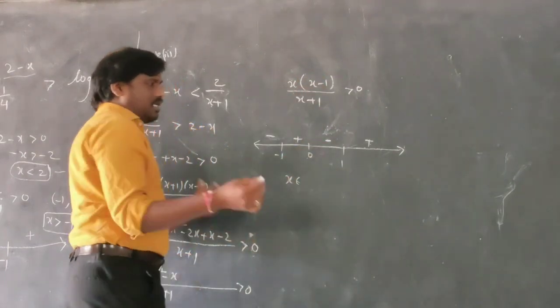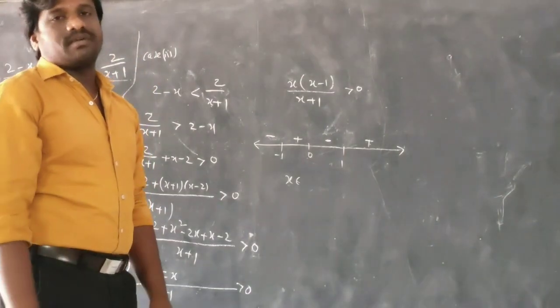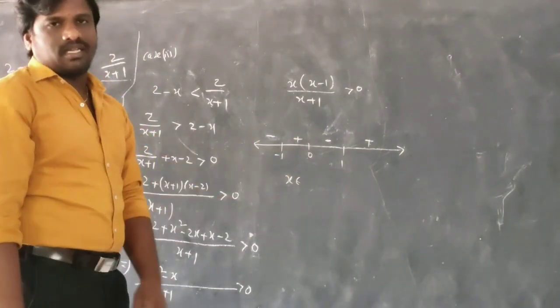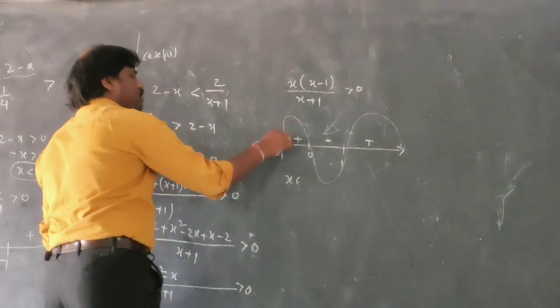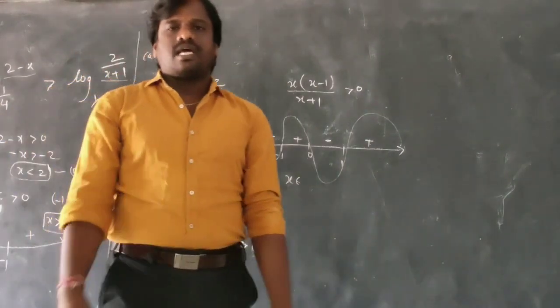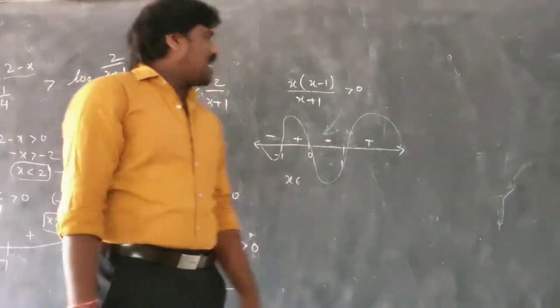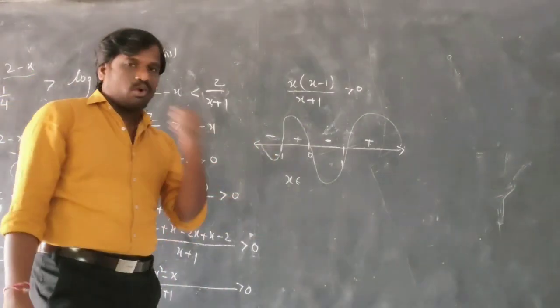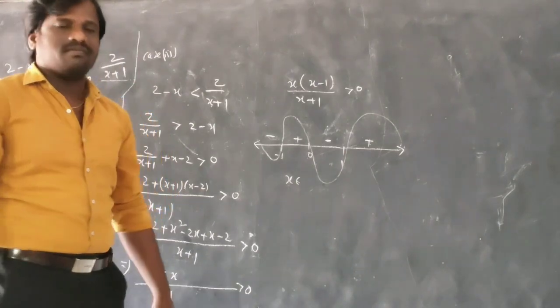So what I did here, I plotted the number line. If you want to understand this thing, you have to watch my wavy curve method. I have explained it very easily. And one more thing, due to lockdown I am not having the collar mic, so that is the reason this voice cannot reach you in a proper way. Keep the headphones on and watch the videos.